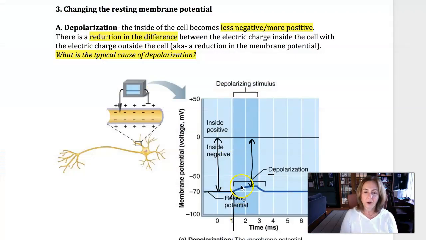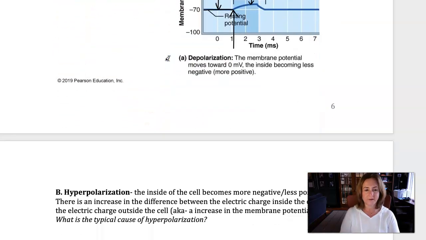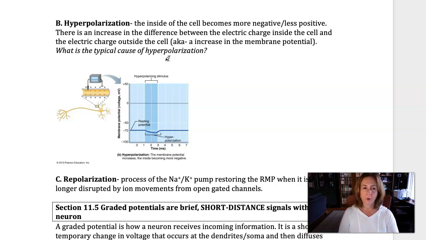And that is what we call a depolarization. So that depolarization is most likely due to sodium ions entering the cell through a gated channel that was opened. You could have the opposite happen. You could have a hyperpolarization. And a hyperpolarization is when the inside of the membrane becomes more negative, less positive. So there's an increase in the difference.